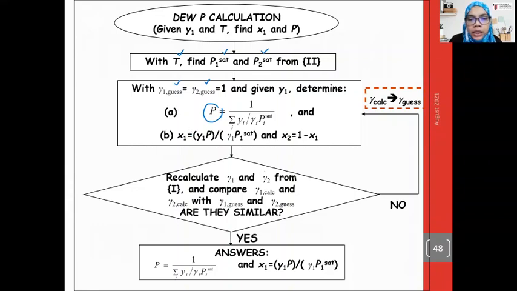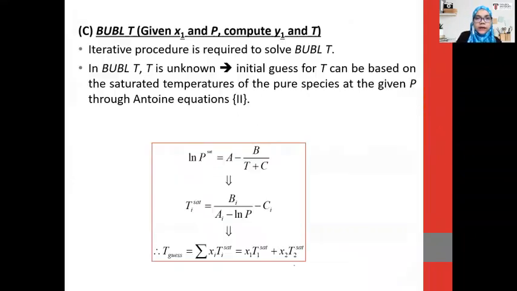phase here. And if the calculated gamma here is not similar to the guessed one, you need to proceed with the guessed gamma, the value of gamma here. And if yes, you can stop your iteration and consider the value of P and also the composition for the liquid phase here that you have calculated earlier.